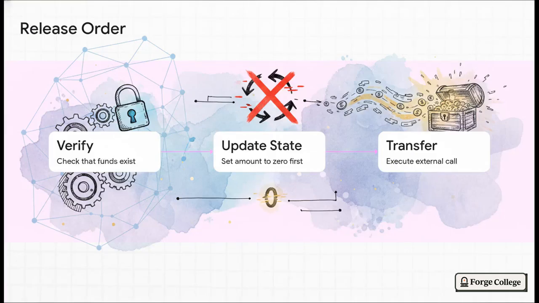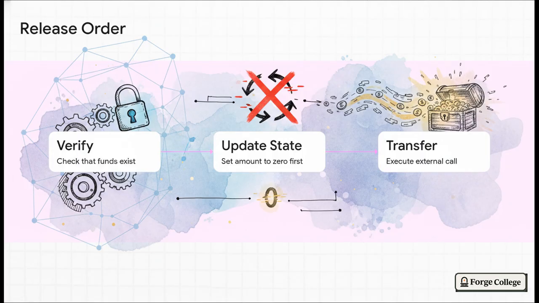When it is finally time to release the money, the order of operations is absolutely critical. Step 1. The contract verifies that the funds actually exist. But look really closely at Step 2 here. It updates its internal state to 0 before moving to Step 3, which is the external call to actually transfer the funds. Why? Well, to avoid devastating bugs like a reentrancy attack, which is where a hacker tricks the contract into paying out over and over again, the contract has to strictly update its own internal reality first. It makes its balance 0, and only then does it send the actual funds.